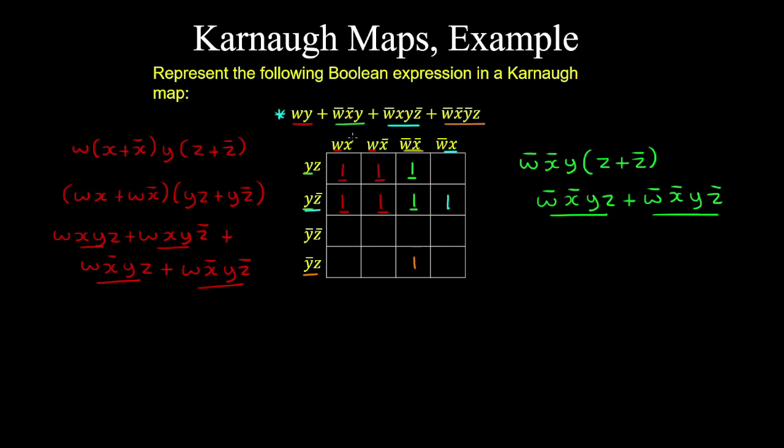And note that these labels in the Karnaugh map can also be represented in binary. So wx can be 1, 1, w is 1, the complement of x is 0, and the complement of w is 0, complement of x is 0, and so on. So similarly, these labels can be represented as follows.